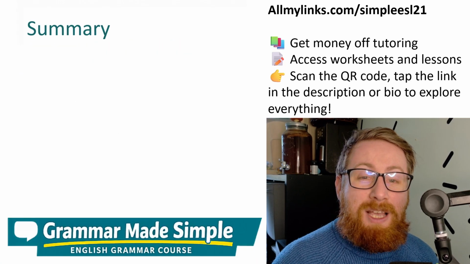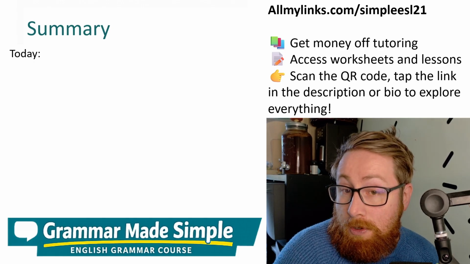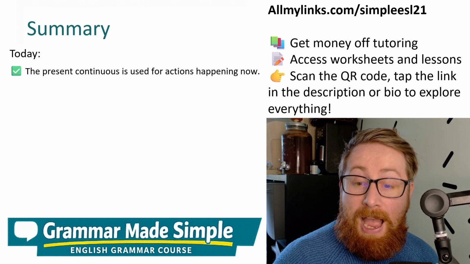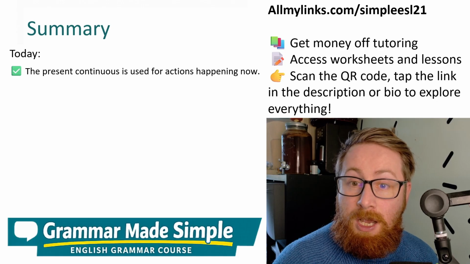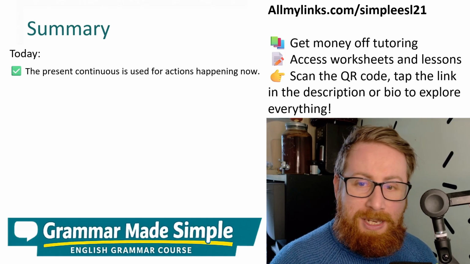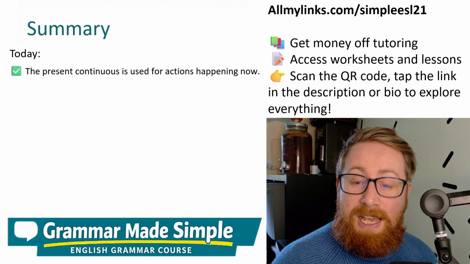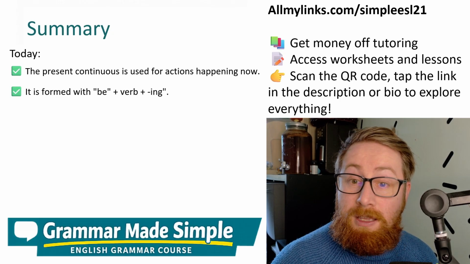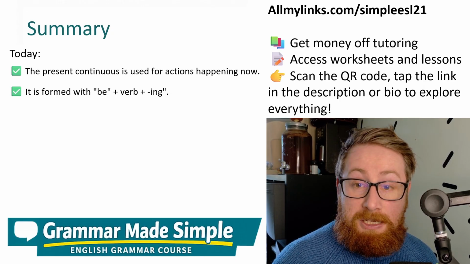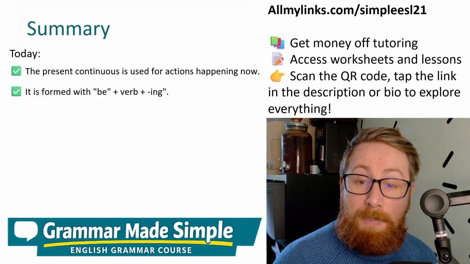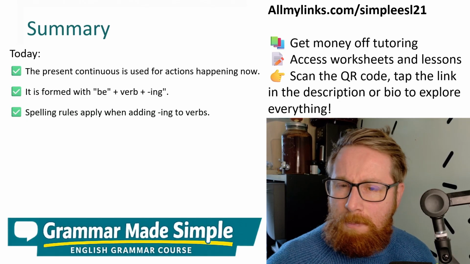And we're going to have a quick summary of today's lesson about the present continuous in our Grammar Made Simple course. The present continuous is used for actions happening right now. So we use it for things that are happening in this moment. I am watching this lesson. She is cooking dinner. You'll often hear phrases like right now, at the moment, or today. It is formed using the verb to be plus the verb in its ing form. I am studying. He is working. They are playing.